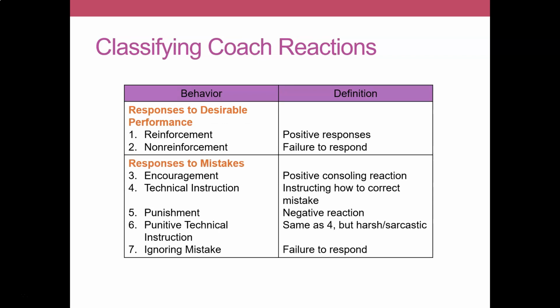Now, as you can kind of see, this is pretty extensive. And notice too that the way that these different categories are defined, they are mutually exclusive. So we have responses to desirable performance and responses to mistakes. So responses to desirable performance include reinforcement, defined as a positive response. Hey, way to go there, good eye. Non-reinforcement is basically a failure to respond. Note that this is mutually exclusive. You cannot respond and fail to respond at the same time. So this is a really smart coding system.